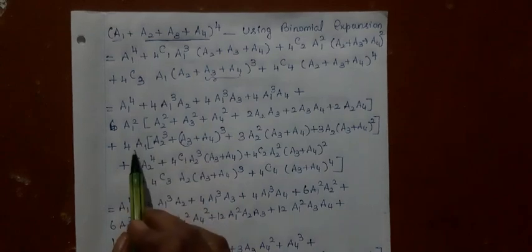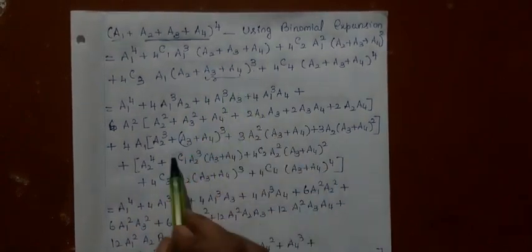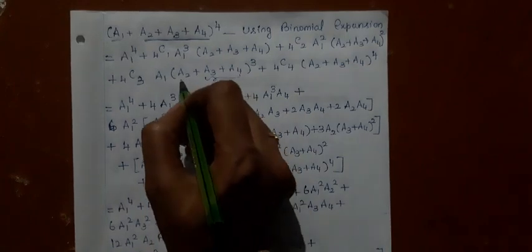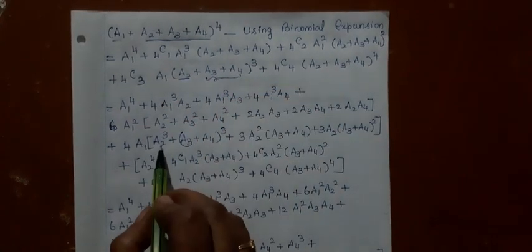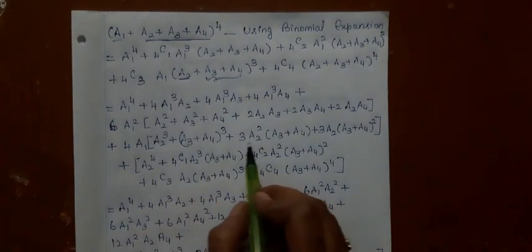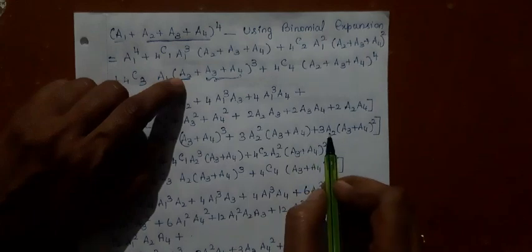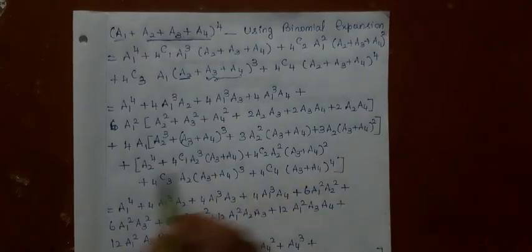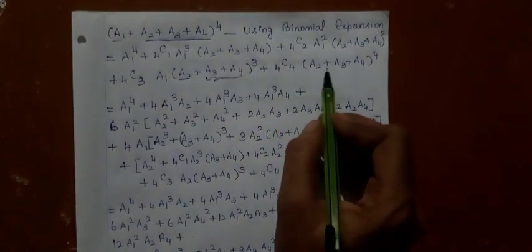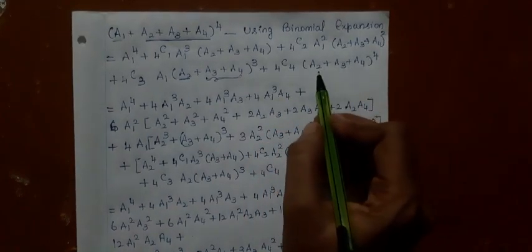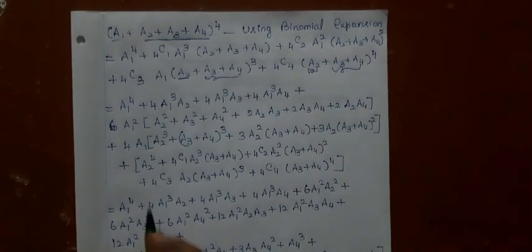Plus 4C3 is 4, a1 times (a + b + c) the whole cube, right? So here again I am taking this as one term and this as the second term. So a cube plus b cube plus 3a square b, plus 3ab square, plus what is the next term? 4C4 is 1, this power 4. So here I am taking this as one term and this is the second term.